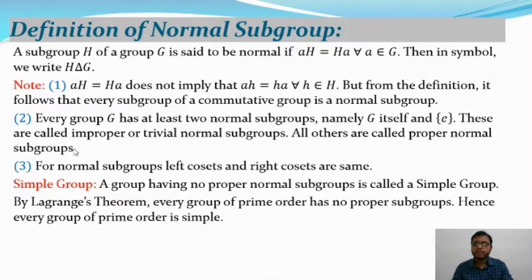After that we will take the third note on normal subgroup. For a normal subgroup, the left coset and the right coset are the same. This is actually the definition of a normal subgroup. So if the left coset and right coset are the same for all a belongs to G, then it is called a normal subgroup.